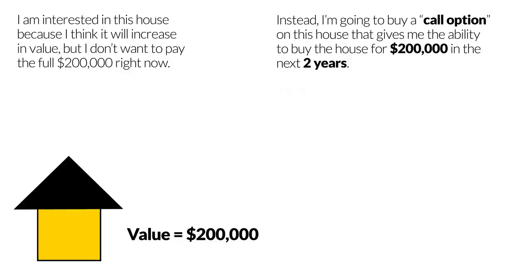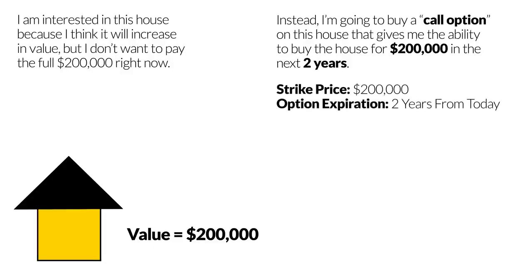So we can call the strike price $200,000, since the option that I'm buying on this house gives me the right to buy the house for $200,000, or at the strike price of $200,000, between now and the expiration date in 2 years from now. So that's what I'm going to do. I'm going to buy this option that gives me the right to buy this house for $200,000 no matter what the house price does between now and 2 years from now.